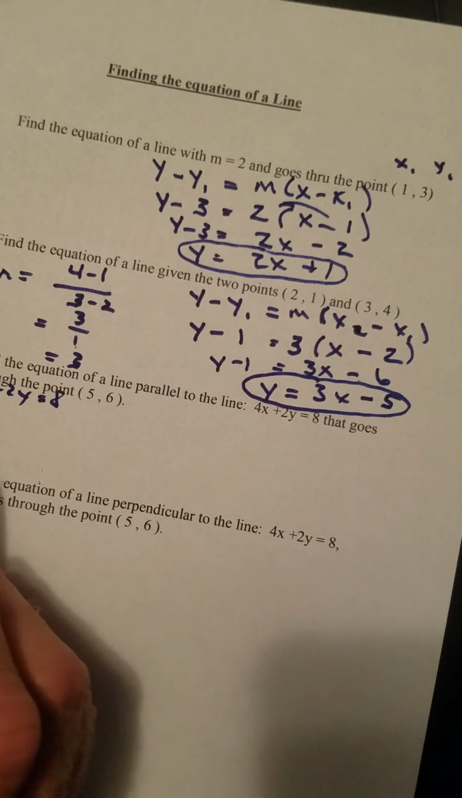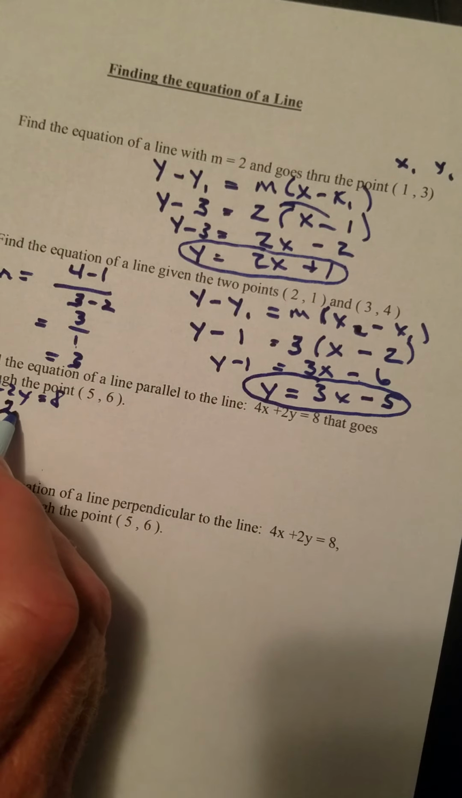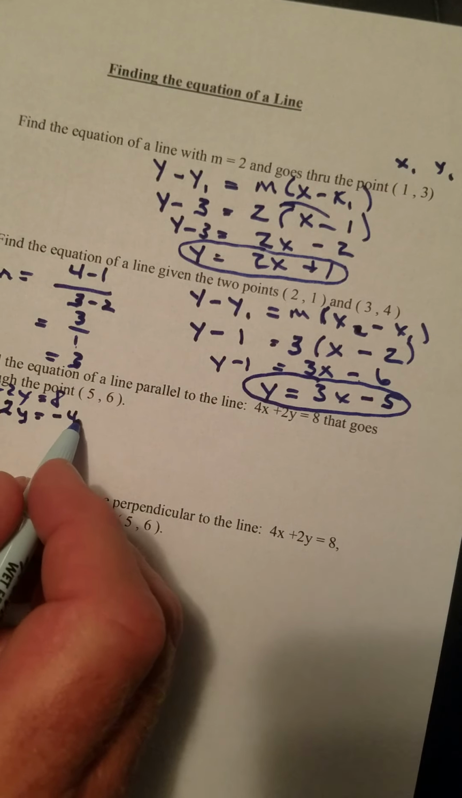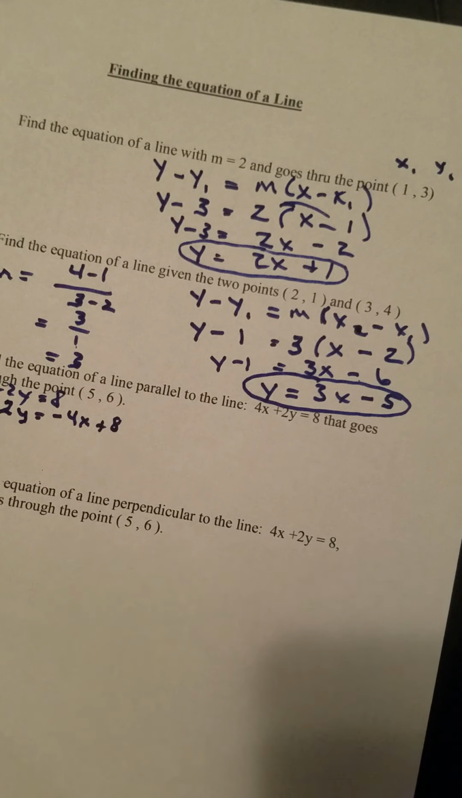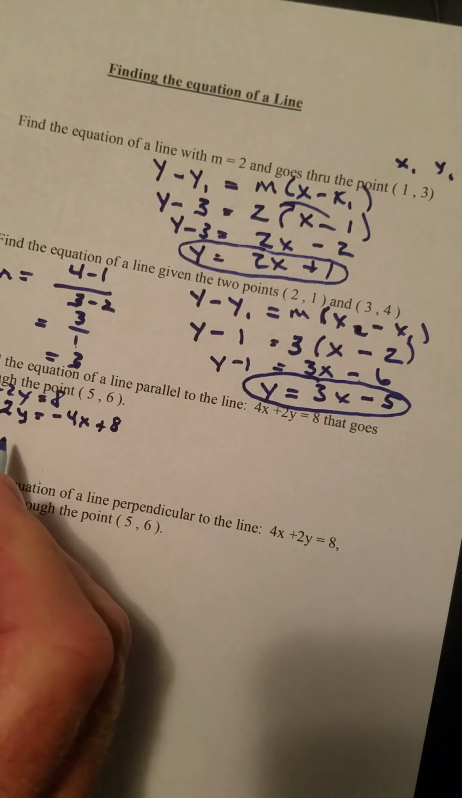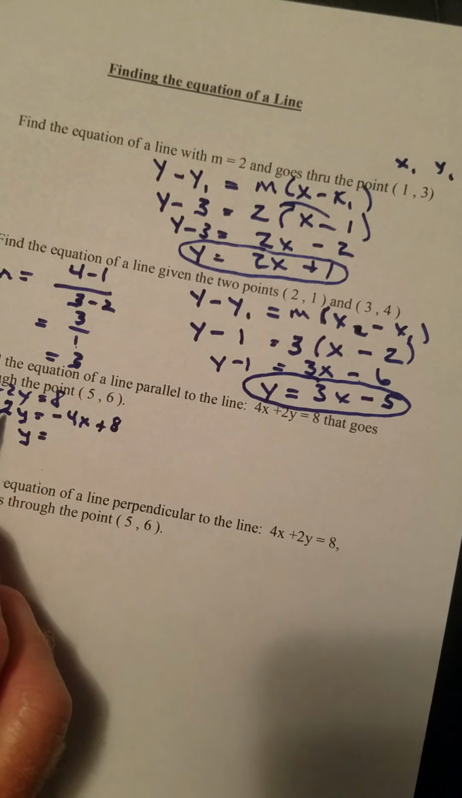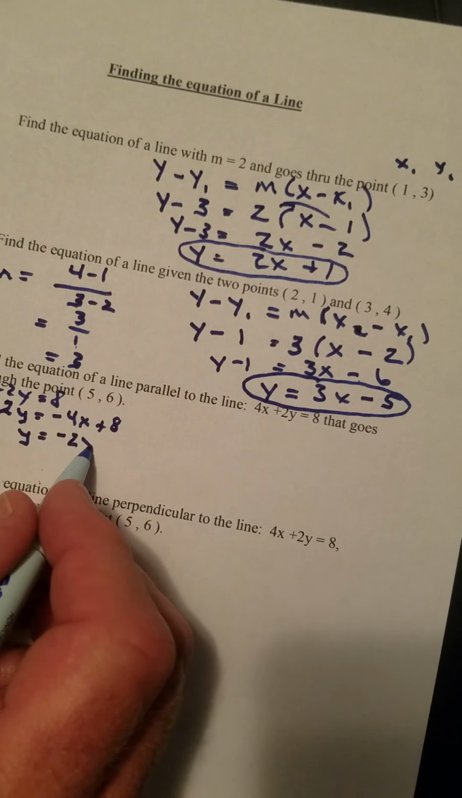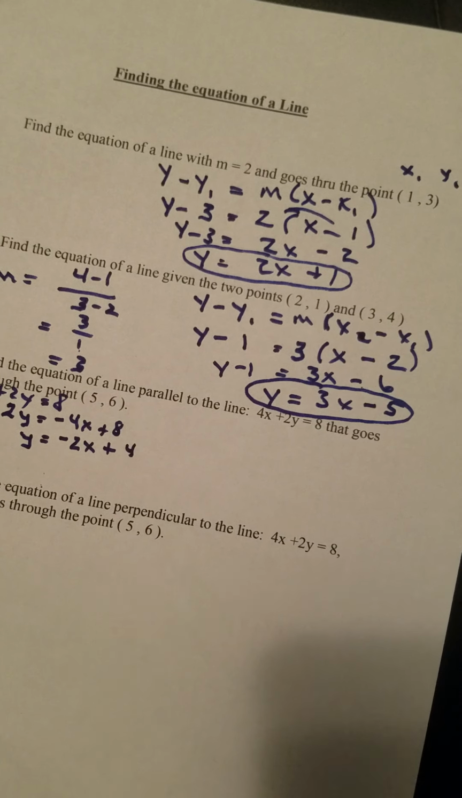Now, I'm going to put this in slope-intercept form. So the 4x is going to go to the other side, so I got 2y equals, 4x comes over here, becomes negative, plus 8. So y will be equal to, to get rid of the 2, you're going to divide. So 2 goes into this, that would be negative 2x plus, and 2 goes into 8, 4.